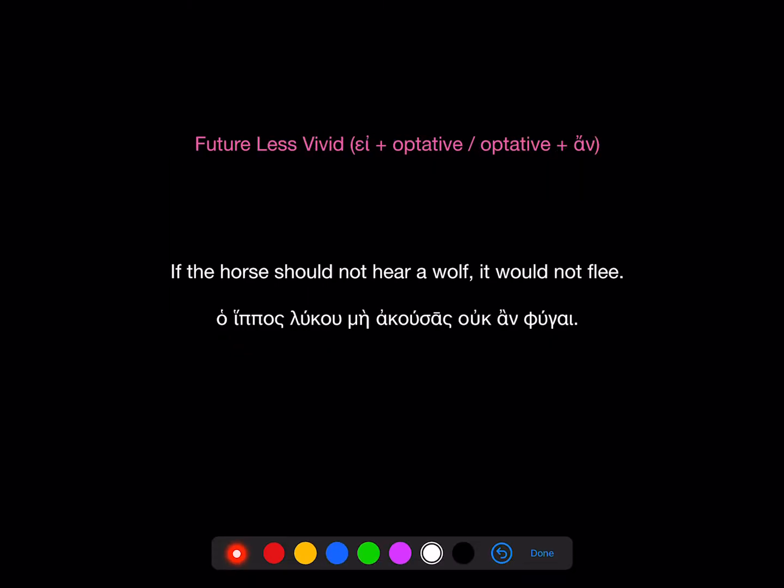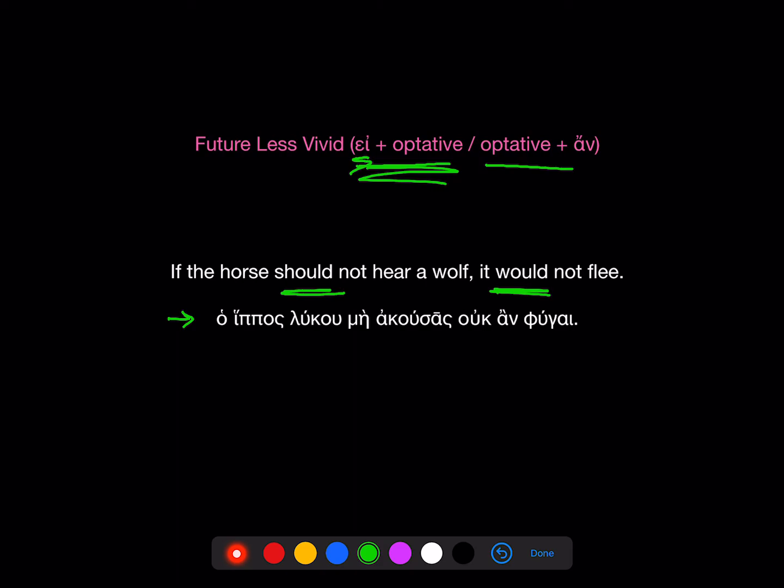Finally, let's look at a future less vivid conditional sentence. And remember that normally they use εἰ plus the optative in the protasis, optative plus ἄν in the apodosis. So if we replace the protasis with a participle, right, and get rid of the εἰ, we have ὁ ἵππος λύκον μὴ ἀκούσας οὐκ ἂν φύγοι. If the horse should not hear a wolf, it would not flee, right? Again, these are these should, would kind of clauses about unlikely events in the future.